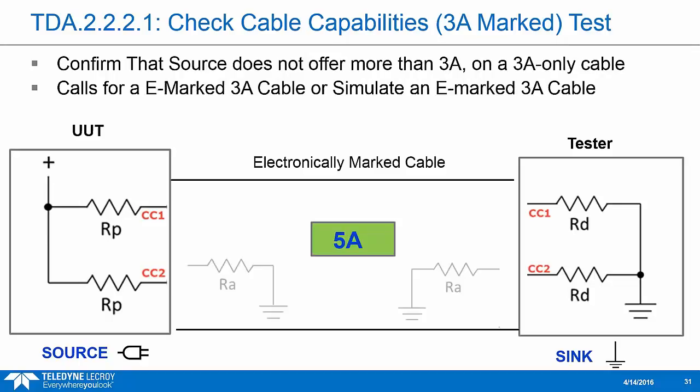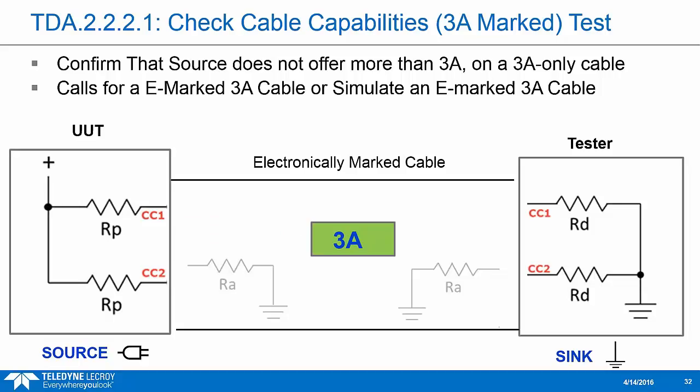So if you just grab any E-marked cable for this test, it's likely to be a 5 amp cable. The source will CRA and do discovery on the cable, and it would be perfectly valid for the PD source to then offer 5 amps. But then it would fail the test, right? So here we're trying to make sure he's paying attention to the capabilities of the cable and then limiting his source caps to 3 amps.